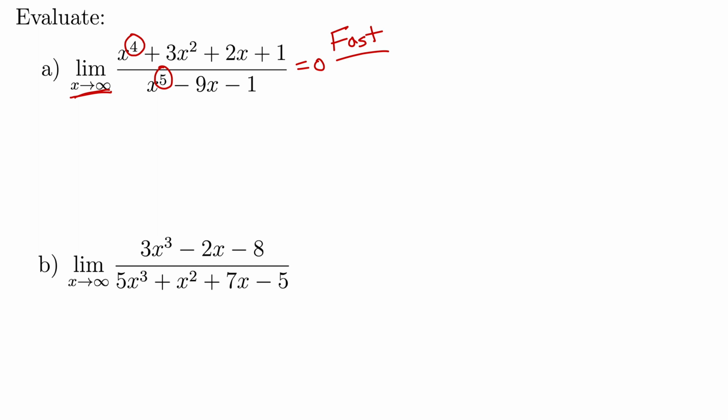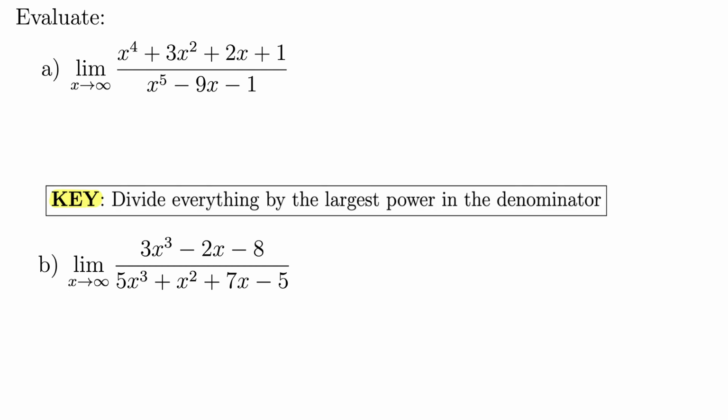The reason why we don't just say that and move on is because there's a more general method that we'll use in calculus that'll be applicable to way more problems. So here's the key. Divide everything by the largest power in the denominator. What I mean by that is, in this example here, look at the denominator. We have x to the fifth. So that's what I mean by the largest power. So I'm going to divide every single term by x to the fifth, x to the fifth, x to the fifth.